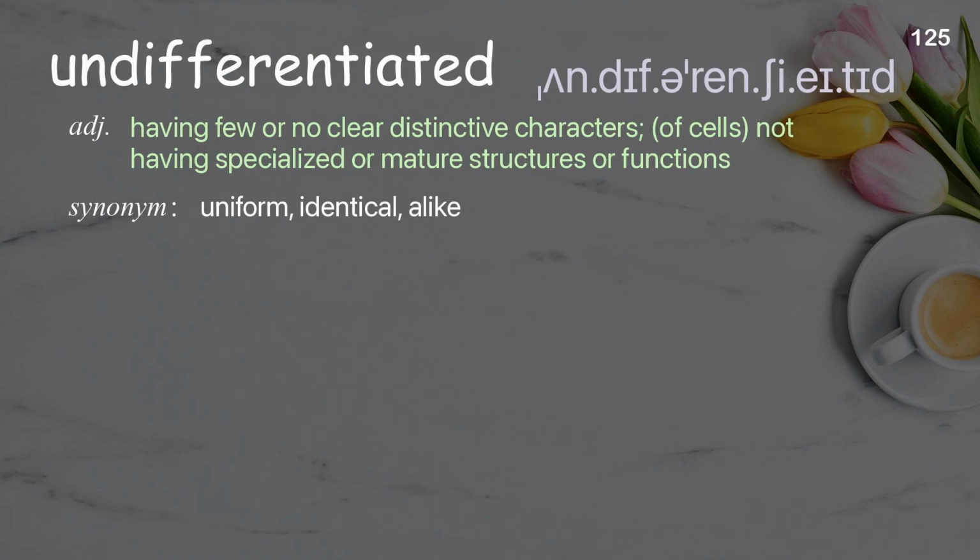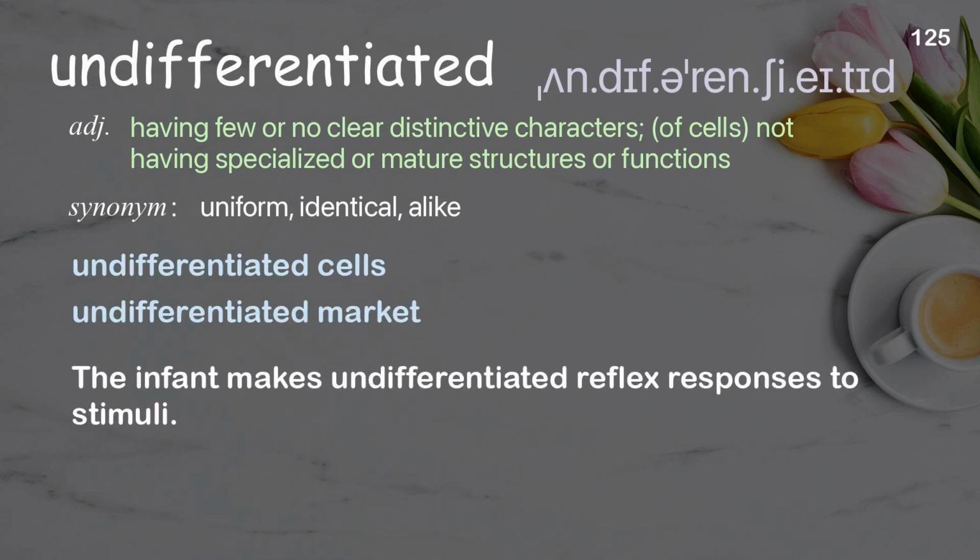Undifferentiated. Having few or no clear distinctive characters, of cells, not having specialized or mature structures or functions. Examples: Undifferentiated cells. Undifferentiated market. The infant makes undifferentiated reflex responses to stimuli.